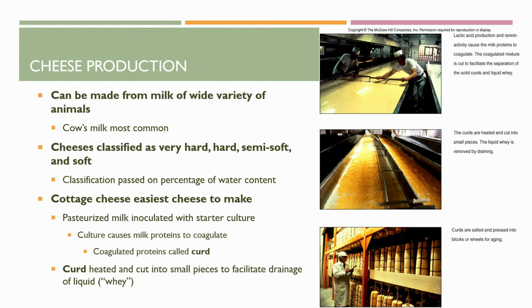And then those curds are heated, they're cut into small pieces, liquid whey is removed by draining, and then you can salt them and press them and age them and sell them. So making curd is really easy. It's just this first step. You add the starter culture into the milk, and you just let it do its thing. You produce the lactic acids, and it coagulates, and you make cottage cheese.